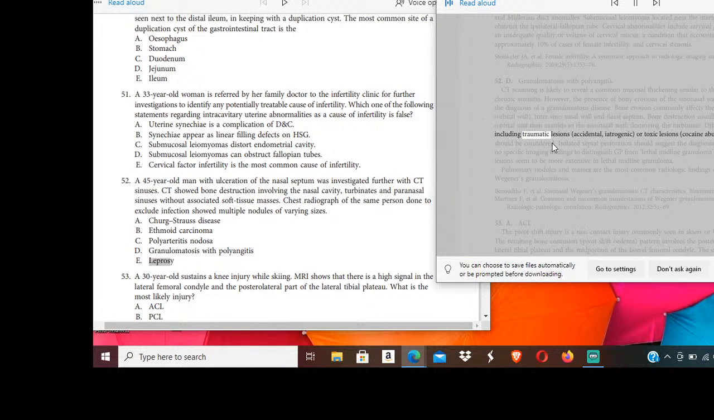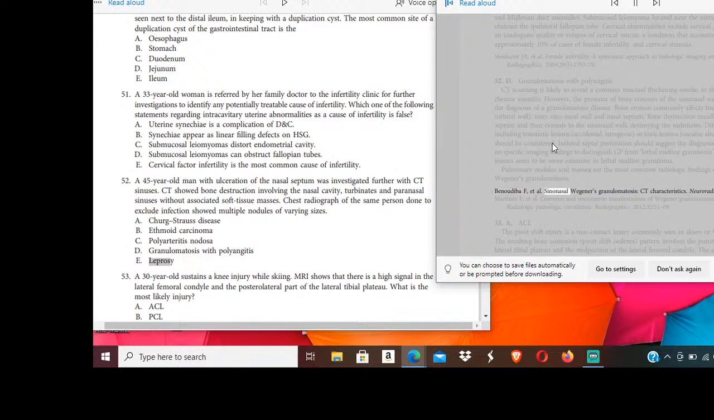Differential diagnoses including traumatic lesions, accidental, iatrogenic, or toxic lesions, cocaine abuse, chromium salts, should be considered. Isolated septal perforation should suggest the diagnosis of GP. There are no specific imaging findings to distinguish GP from lethal midline granuloma, but the destructive lesions seem to be more extensive in lethal midline granuloma. Pulmonary nodules and masses are the most common radiologic findings of Wegener's granulomatosis.